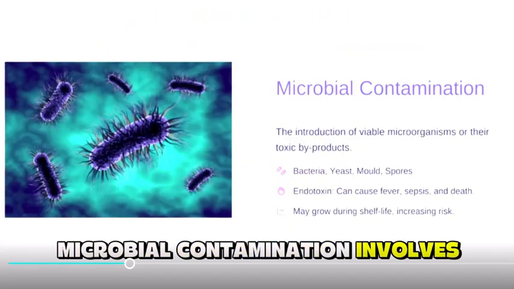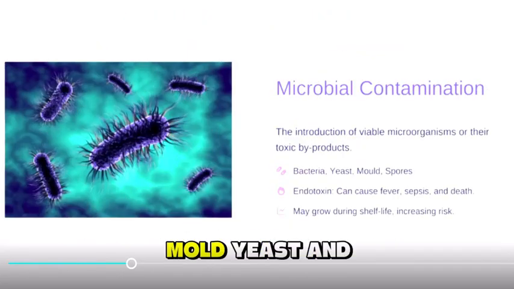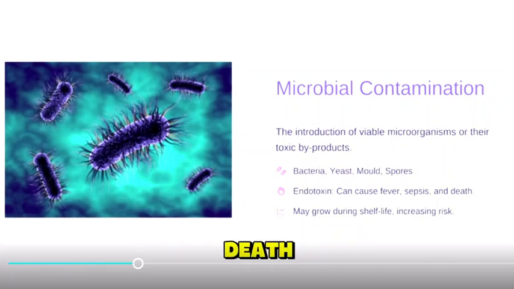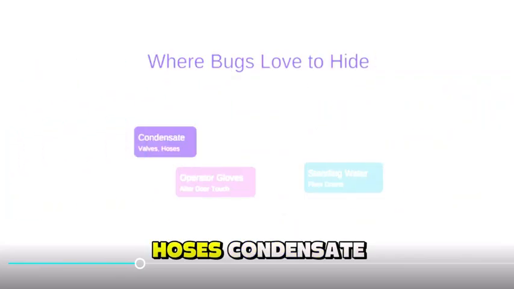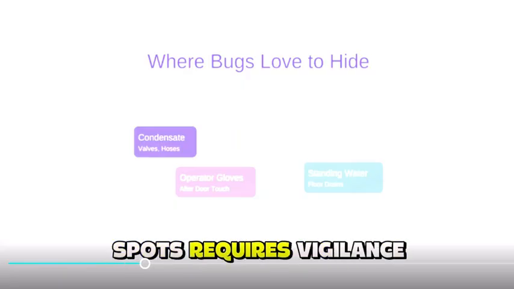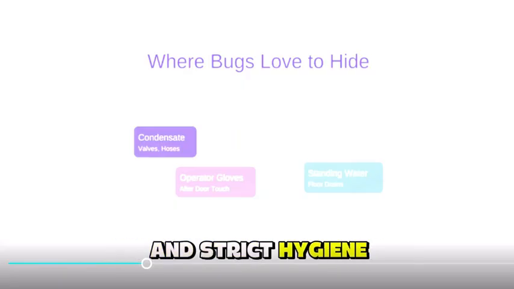Microbial contamination involves bacteria, mold, yeast, and endotoxins. These organisms can grow during shelf life, leading to fever, sepsis, and even death. Microbes thrive in hoses, condensate, standing water, and even on operator gloves. Controlling these hotspots requires vigilance and strict hygiene.